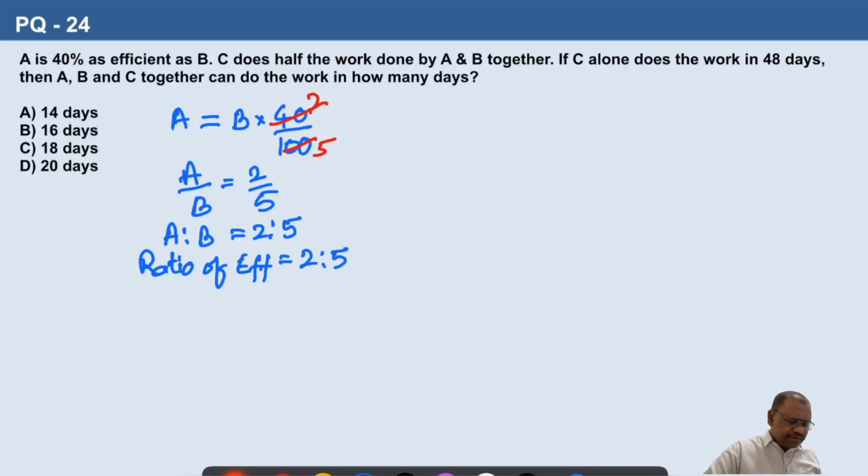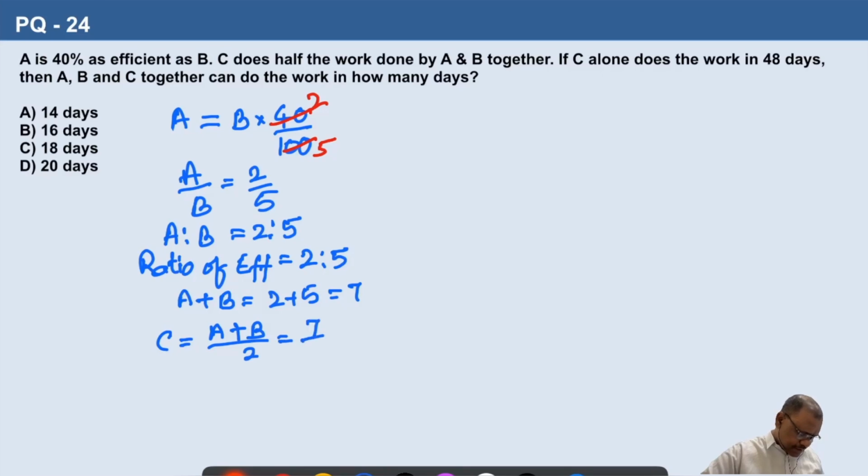C does half of the work done by A and B together. So A plus B is 2 plus 5, that is 7. C is half of A plus B, that is half of 7, 3.5. The efficiency of C is 3.5. C alone does the work in 48 days. A, B, C together can do the work in how many days?